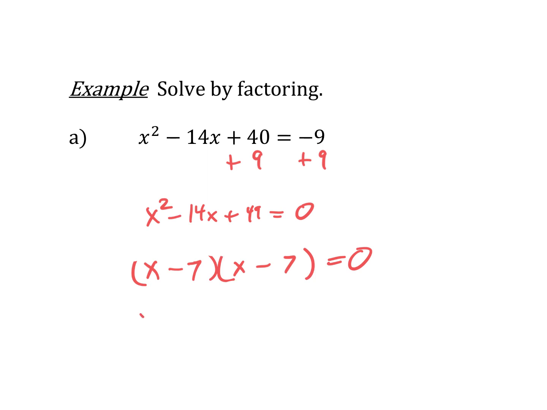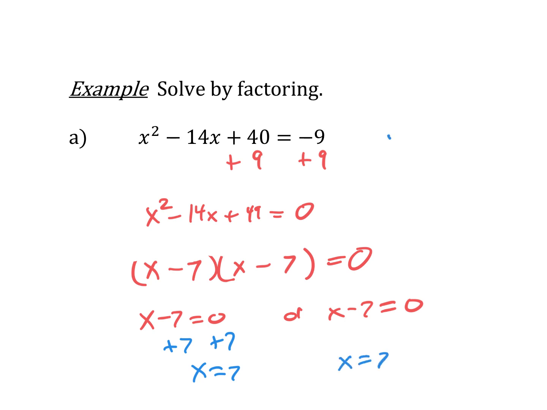Now we know that either x minus 7 equals 0 or x minus 7 equals 0. Because it's a repeat, you don't actually have to do this twice, but that's the idea. Add 7 and x equals 7, and obviously this one gives us x equals 7 also. So there's one answer in this case, x equals 7. There you have it.